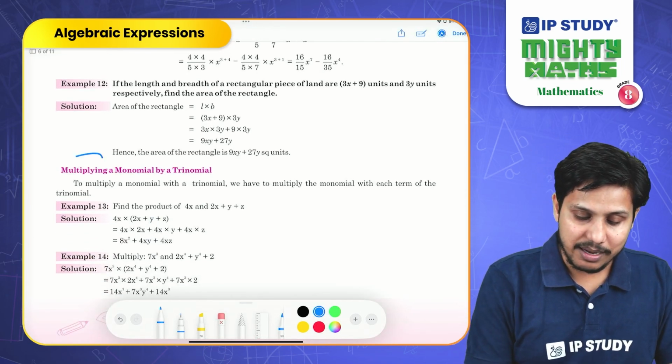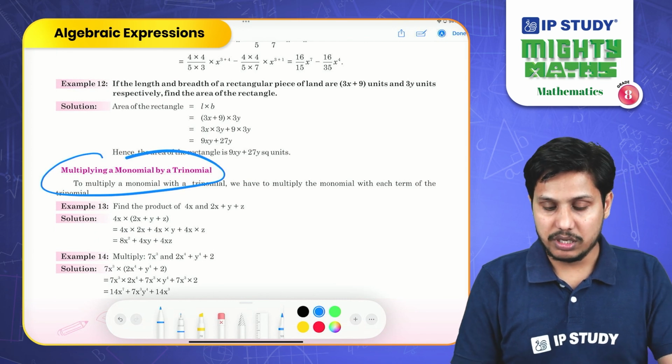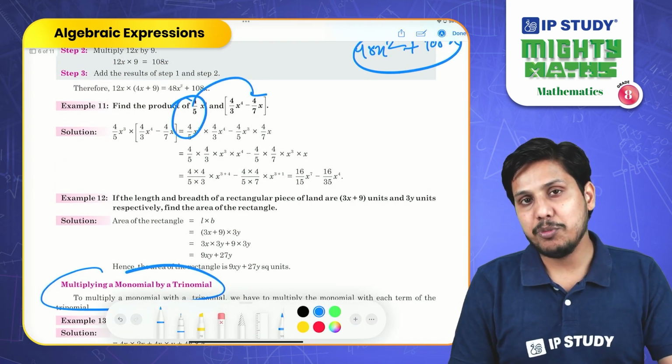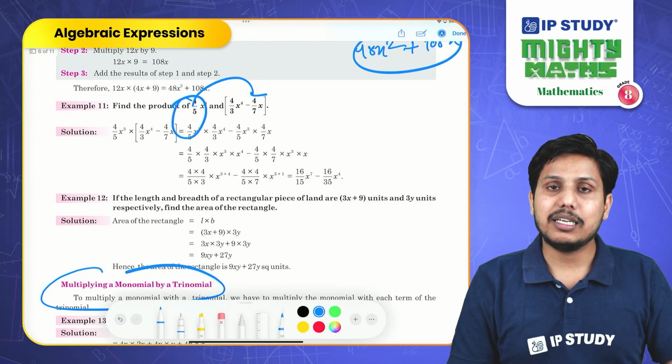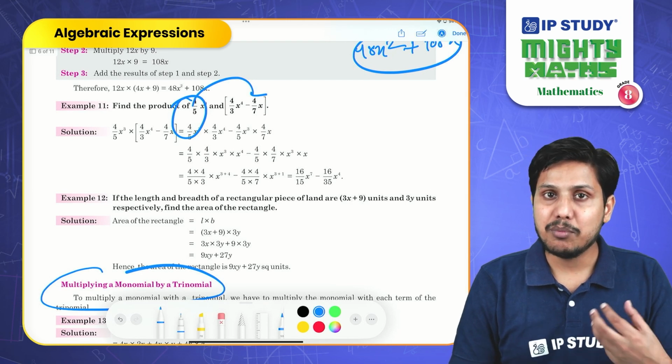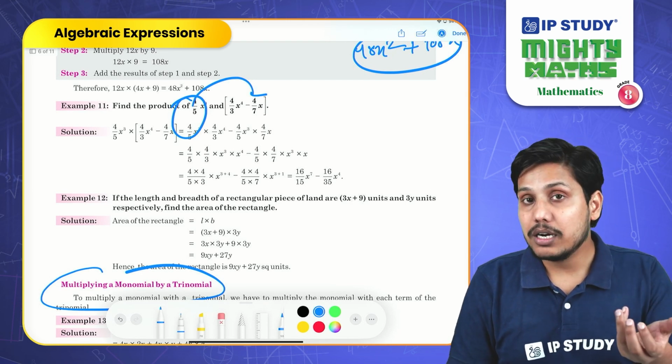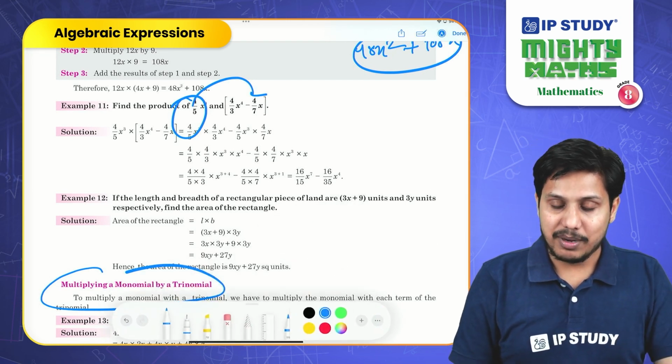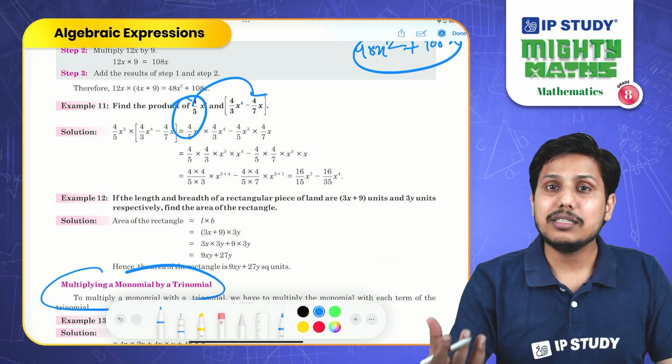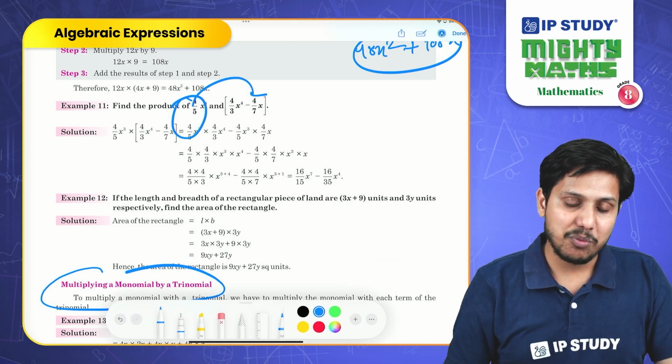Now multiplying a monomial by a trinomial. So it was an example of multiplying a monomial by a binomial. A similar method can be applied to multiply a monomial by a trinomial, where instead of multiplying the two terms, we multiply by the three terms that the trinomial has.